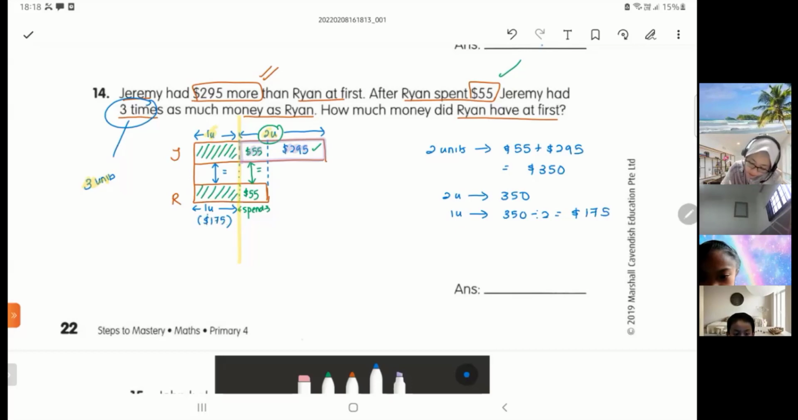So Ryan has what at first? Ryan has this much at first, inclusive of what he spent plus what he has now. So Ryan will have 175 plus $55 equals $230. Answer.